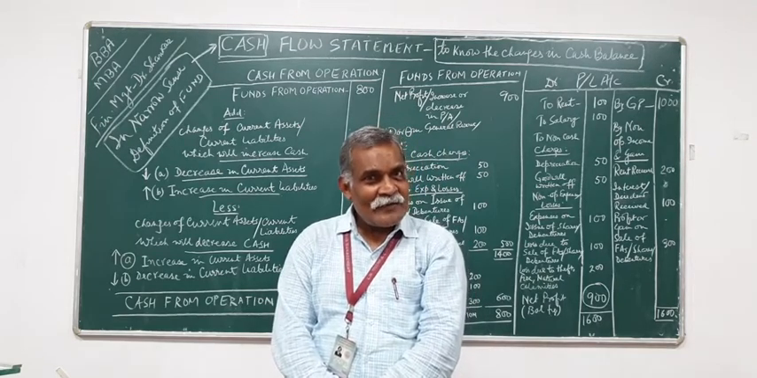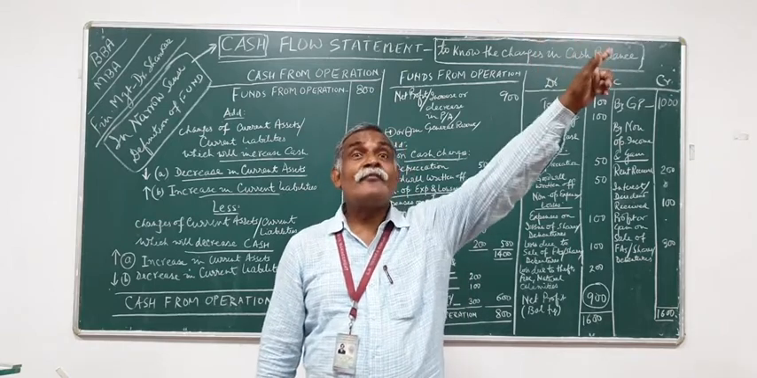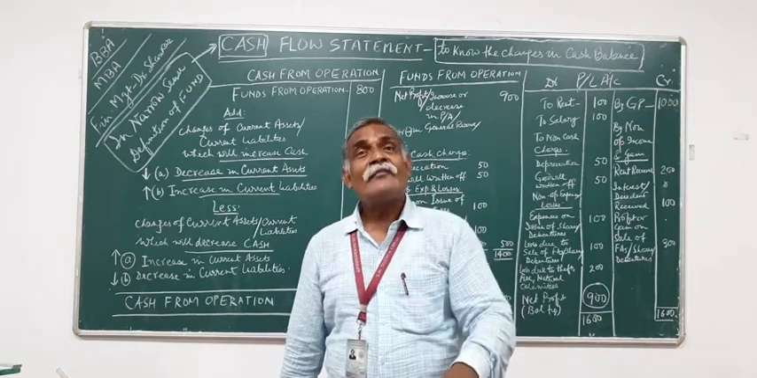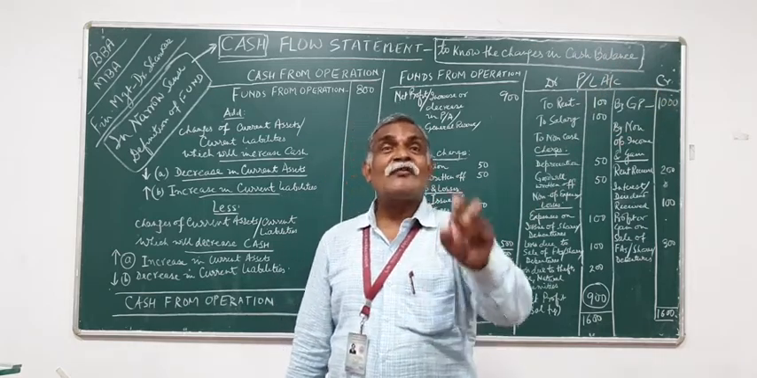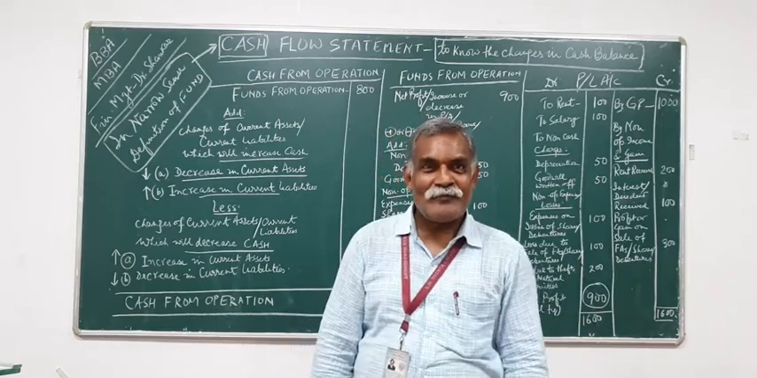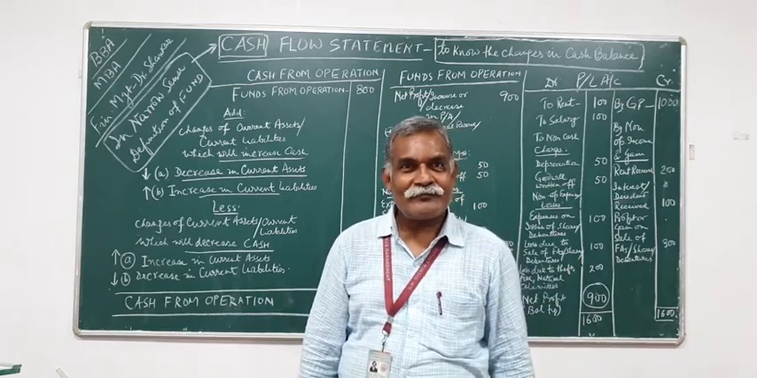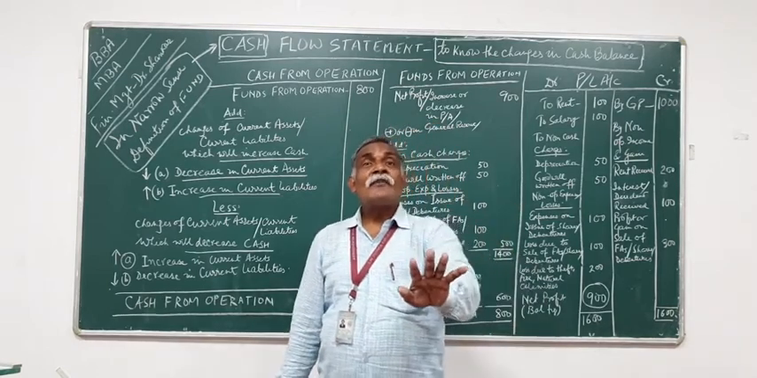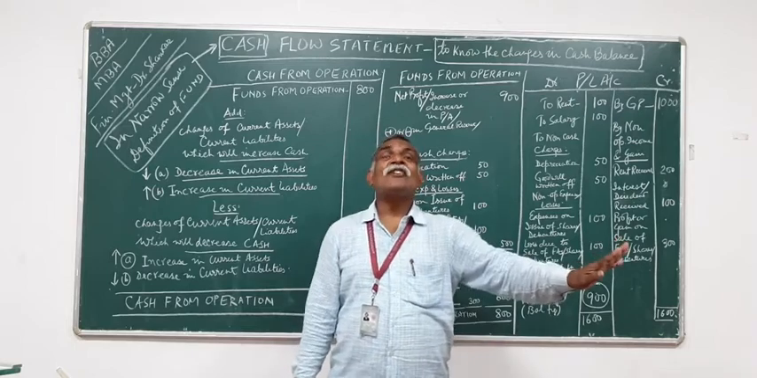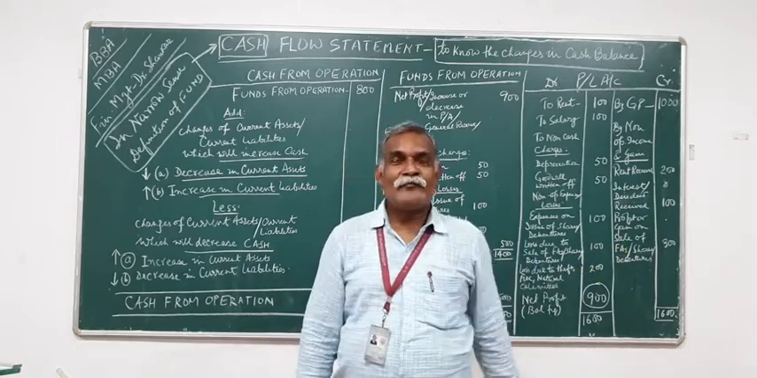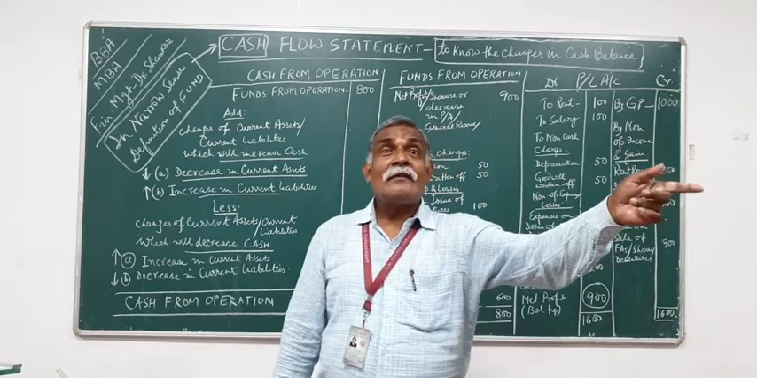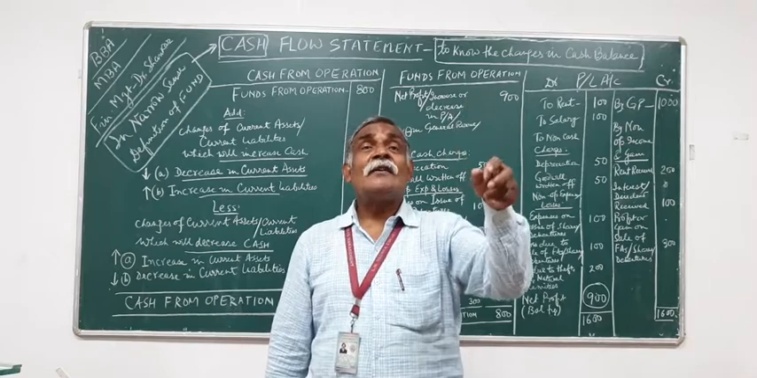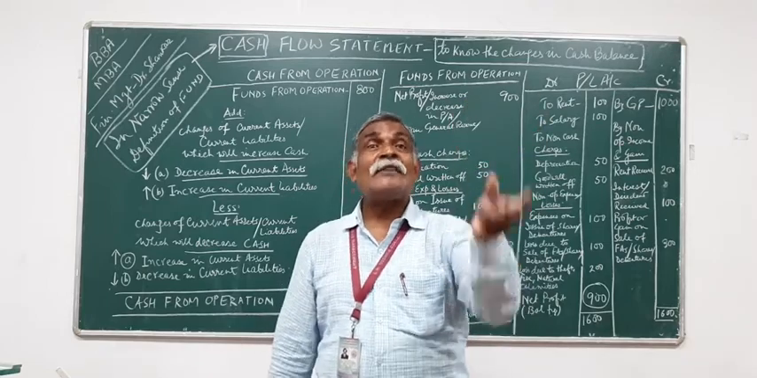Is that clear? In the fund flow statement we get the information of changes in working capital, but here we will get the information of changes in cash balance. So we are not going to make the statement of changes in working capital here. There we have seen the impact of increase or decrease of current assets and current liabilities on working capital.